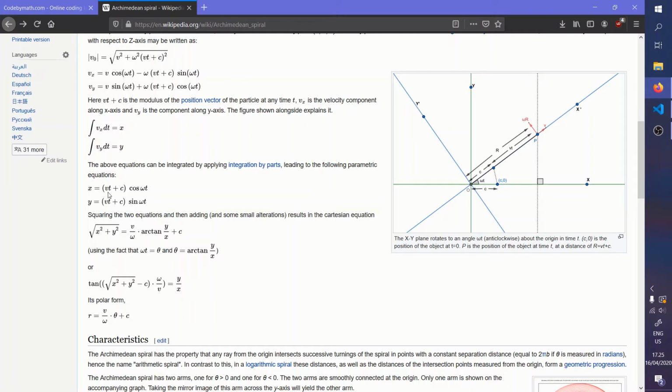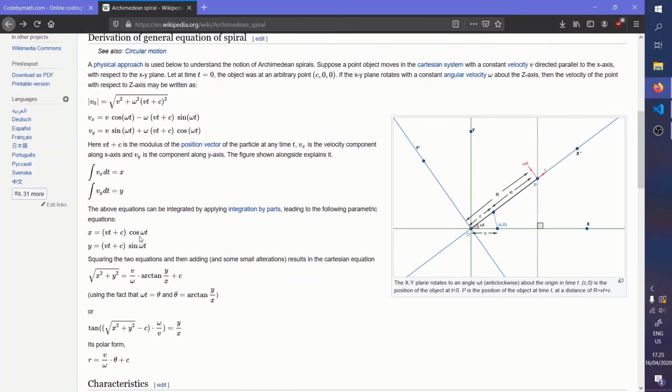So, the equation you get to derive each point on this spiral is vt plus c multiplied by the cosine of wt. And v refers to the constant velocity of the point that moves around the coordinate system, and then the time is zero.